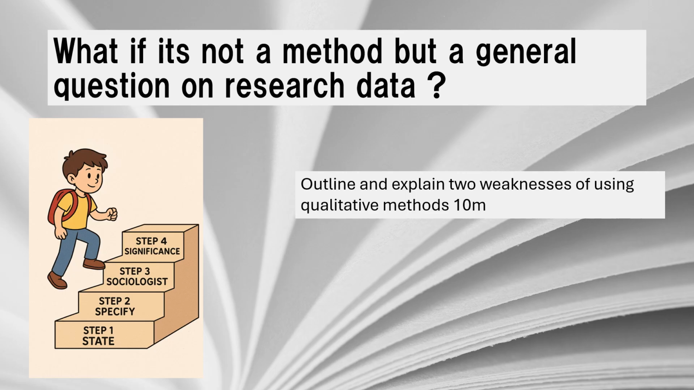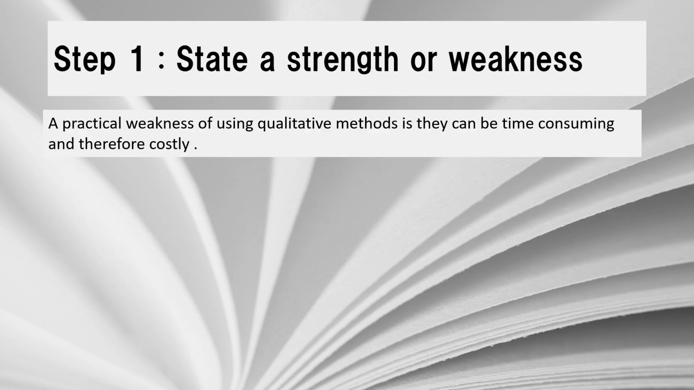Outline and explain 2 weaknesses of using qualitative methods. We're going to use exactly the same steps: state, specify, sociologist, and significance. So let me take you through that now. Just like before, we are going to tell them either a practical, an ethical, or a theoretical strength or weakness. So here we're going to look at a practical weakness of using qualitative methods, and we are going to pick time. So qualitative methods tend to be time consuming, and the reason that could be an issue is, well, there's lots of reasons, but we're going to ultimately link it to cost. So that's step 1 done.